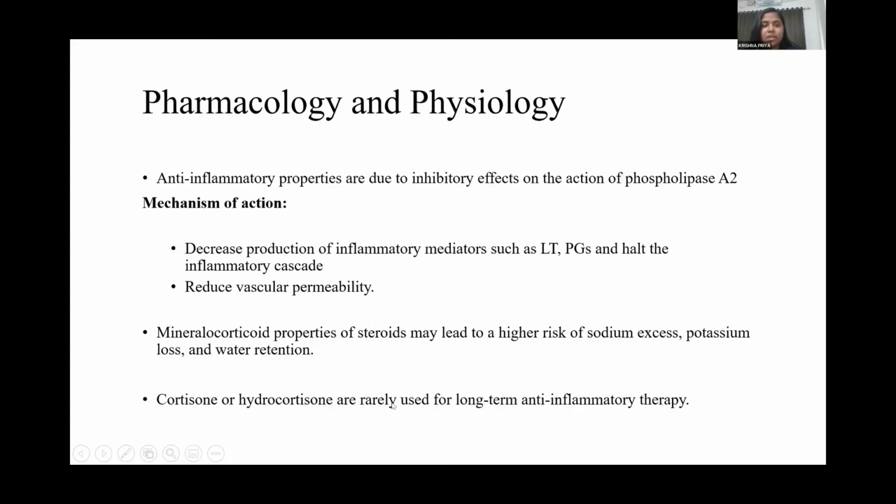anti-inflammatory property. So the pharmacology and physiology: anti-inflammatory properties are due to the inhibitory effect on the action of phospholipase A2. And the mechanism of action is decreased production of inflammatory mediators such as leukotrienes and prostaglandins, which halt the inflammatory cascade and reduce vascular permeability. Mineralocorticoid properties of steroids may lead to a higher risk of sodium excess, potassium loss, and water retention. Cortisone and hydrocortisone are rarely used for long-term anti-inflammatory therapy.